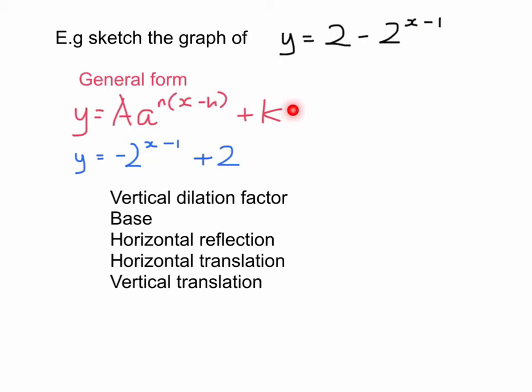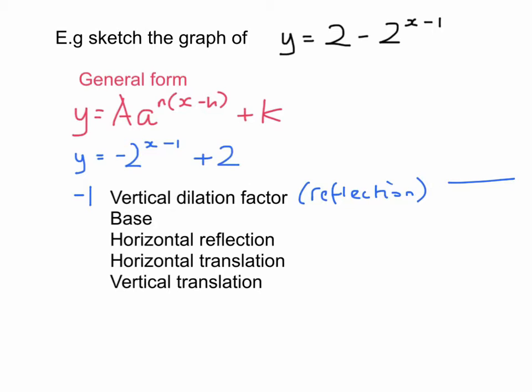And to do that, it's easier to move this term to the front and shove that to the back, which means that you have negative 2 to the power of x minus 1, and then plus 2 because that's still a positive 2 over here. So if you look at it in steps, a is negative 1, which means that it's a reflection.